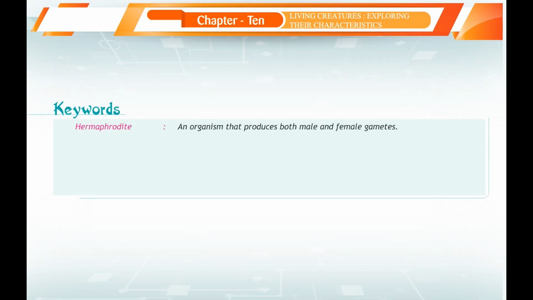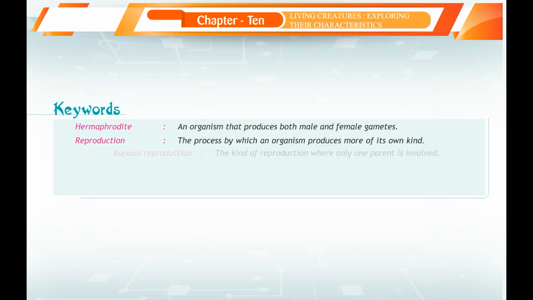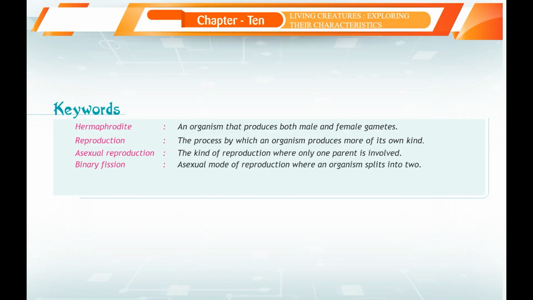Keywords: hermaphrodite, an organism that produces both male and female gametes. Reproduction, the process by which an organism produces more of its own kind. Asexual reproduction, the kind of reproduction where only one parent is involved. Binary fission, asexual mode of reproduction where an organism splits into two. Budding, asexual mode of reproduction where a daughter cell grows on an organism and then separates.